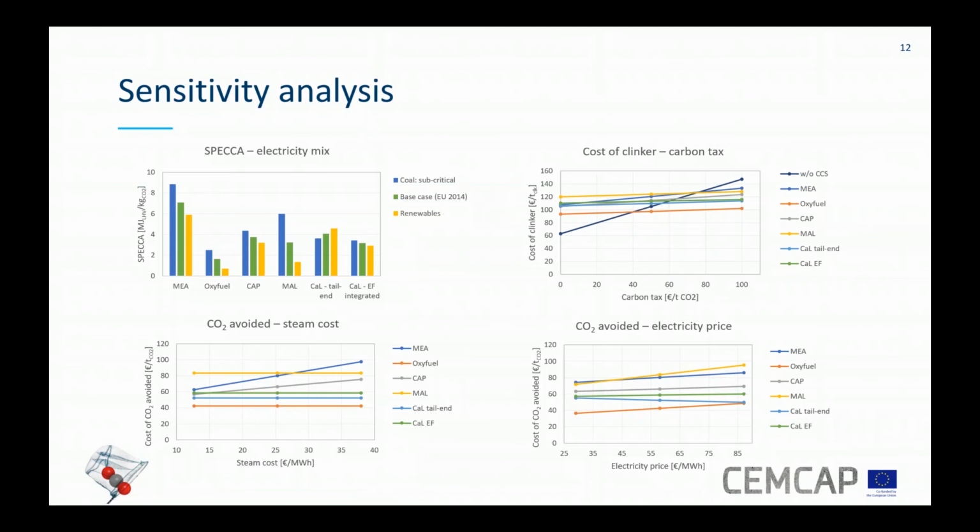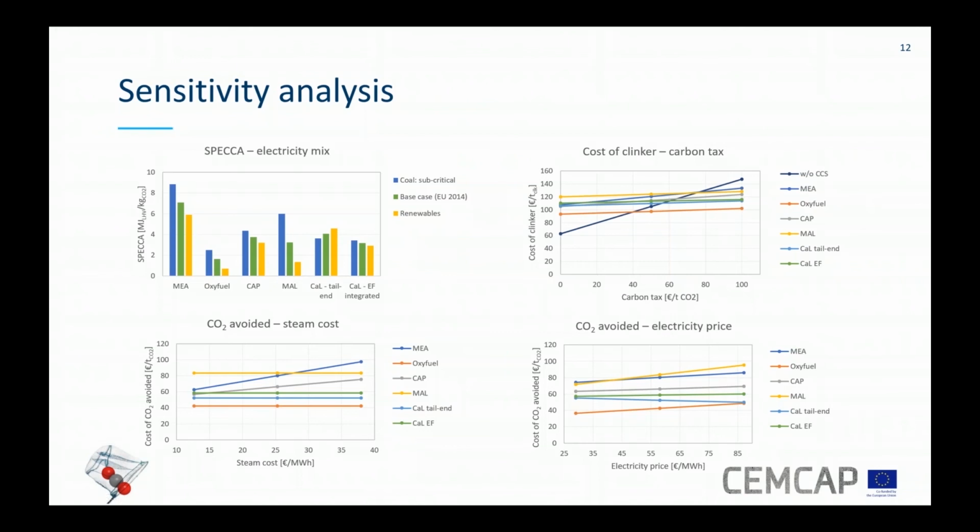Other parameters that we analyzed were, for example, the cost of steam, shown here to the left bottom, and this one only affected MEA and chilled ammonia technologies. We also looked at electricity prices, and this affects all the technologies, but to a different extent. And then, for example, we looked at the implementation of a carbon tax, shown here to the top right. And here, naturally, the cost of clinker in the reference cement kiln, which is the dark line here, is much more sensitive to a carbon tax than the cement kiln with any of the CO2 capture technologies.